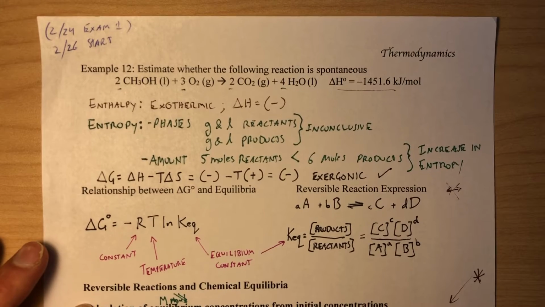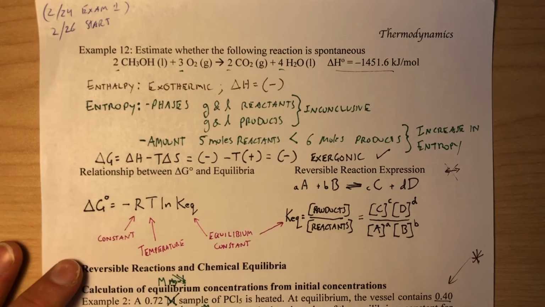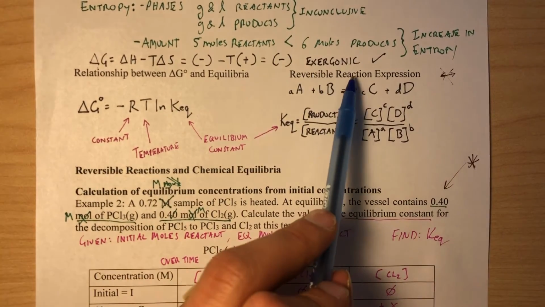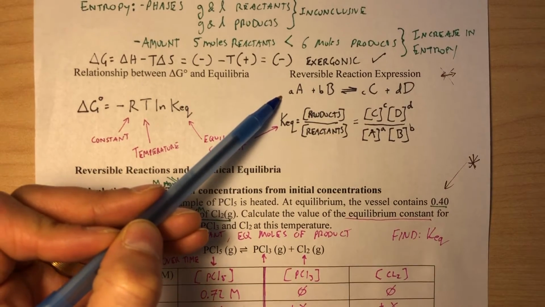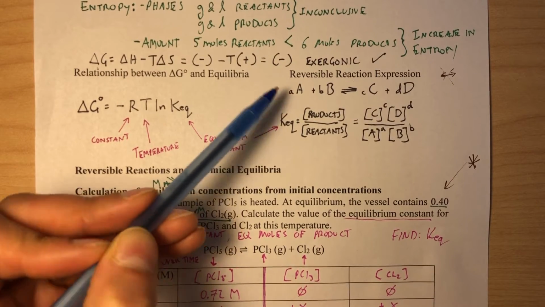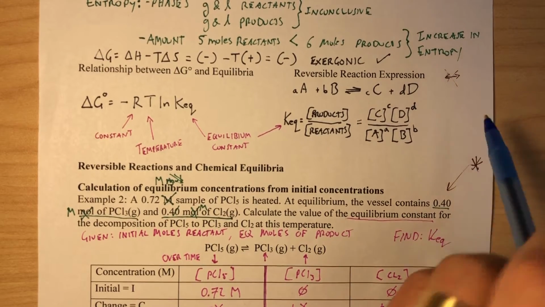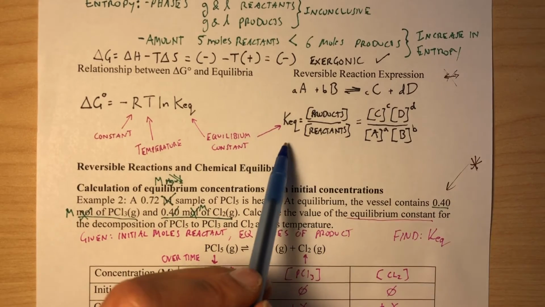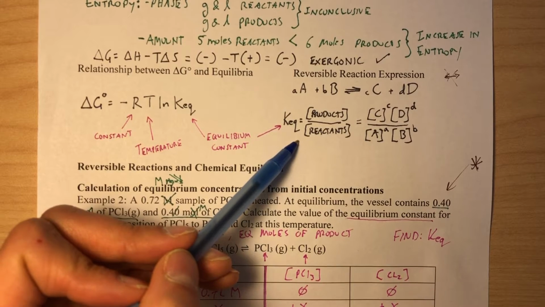Delta G, in addition to being related to enthalpy and entropy and temperature, can also be related to an equilibrium constant. So we're first going to look at a reversible reaction expression where we have coefficient a of compound A plus coefficient b times compound B in equilibrium with the products C and D and their coefficients. This is a reversible reaction arrow. It is not a resonance arrow. Our K equilibrium is always described as the concentration of products divided by the concentration of reactants.